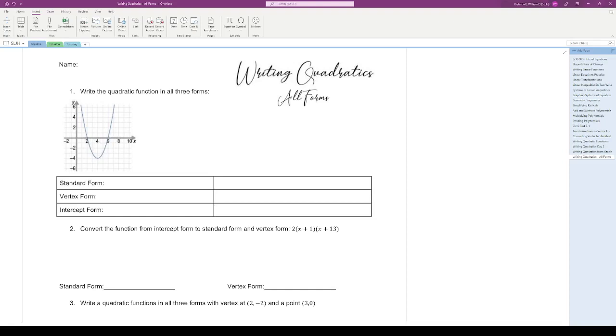Today we finish out our last day of notes on writing quadratics, and today we'll be doing all forms. So we've done various forms of standard, vertex, and intercept. Today the focus is going to be on doing all of those and understanding how we move between them.